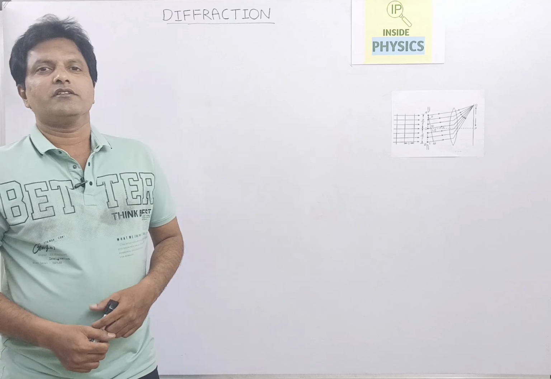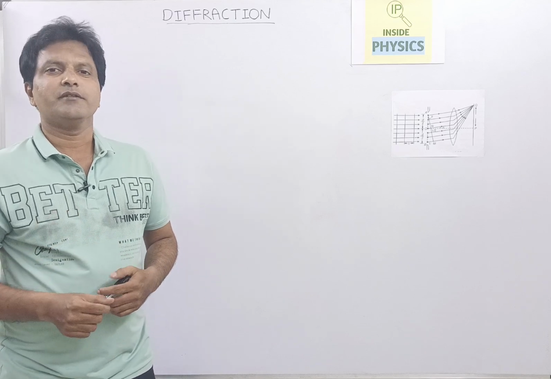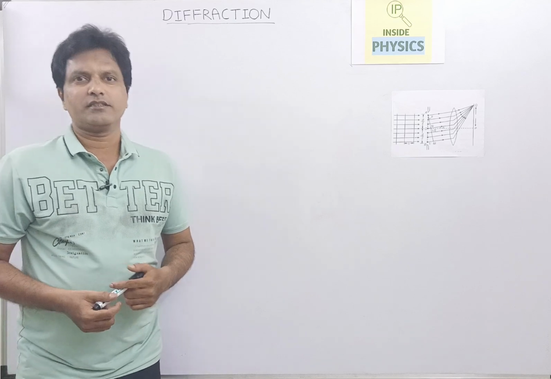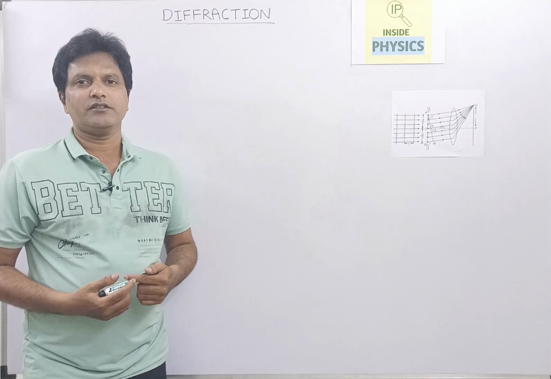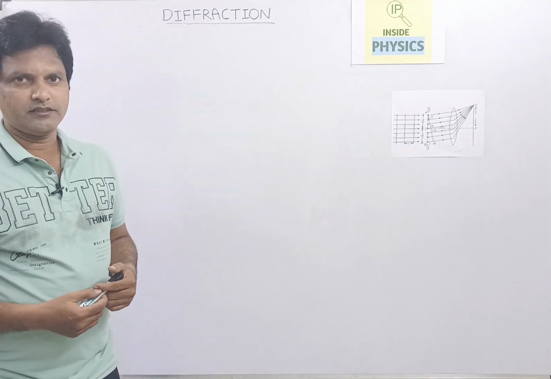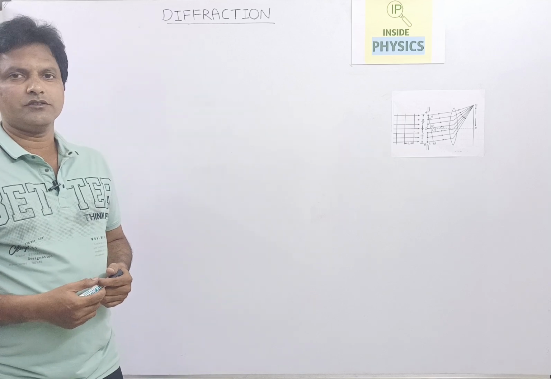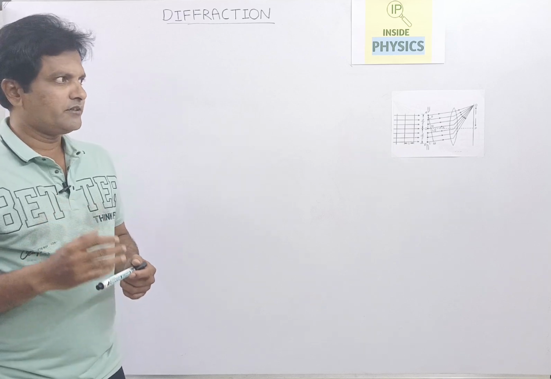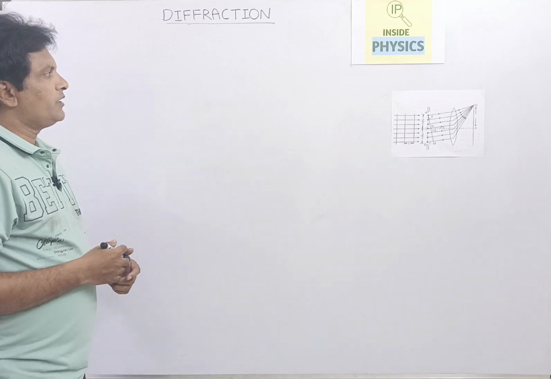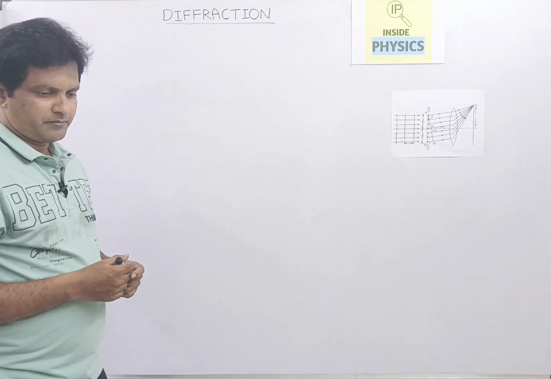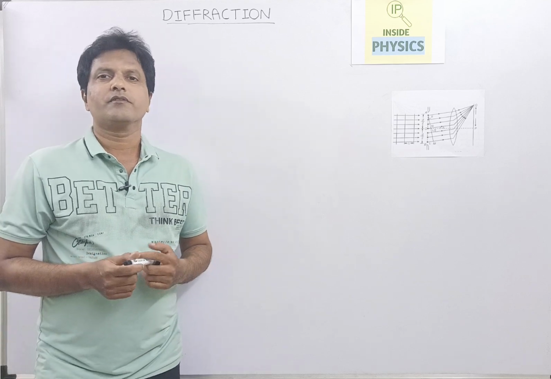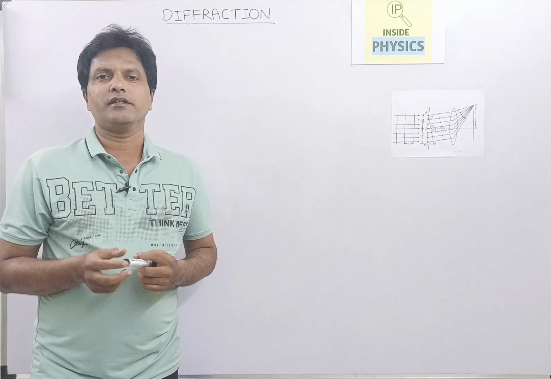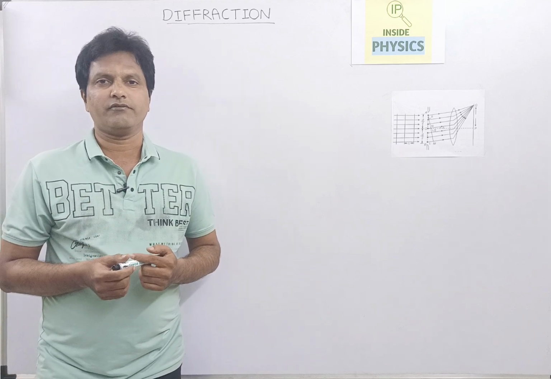In continuation of the first session in my previous video, we discussed the Fraunhofer diffraction due to a single slit. In that video, we derived the conditions for maxima and minima: the constructive interference and the destructive interference.